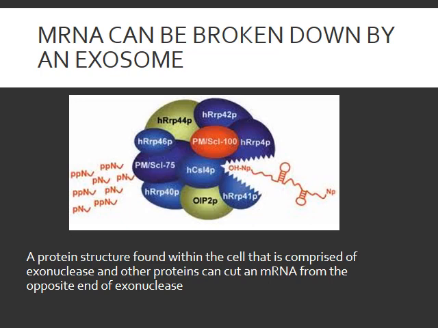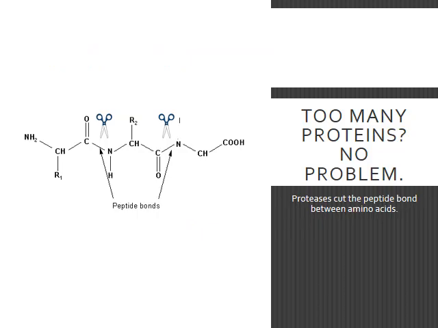So that cuts up mRNA and releases a whole bunch of nucleotides. RNA goes in one side, nucleotides come out the back, and that lets you build more RNA with less effort. So that gets rid of RNA. Proteins are another thing that builds up in high supply. So we got to get rid of those.